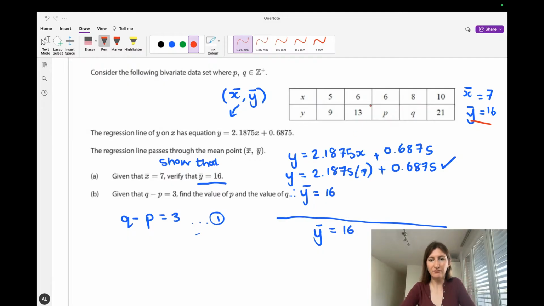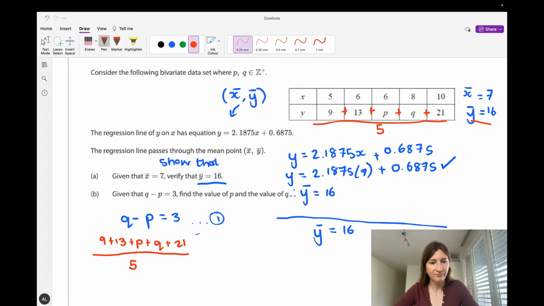All right, think about the mean formula. How do I get the mean? I add up all of these values. I add them all up and I divide them by how many there are. 1, 2, 3, 4, 5. That is an equation for the mean and it's equal to 16. So let me write that there. So we have 9 plus 13 plus p plus q plus 21, all divided by 5 is equal to 16. All right, so now I have my second equation.